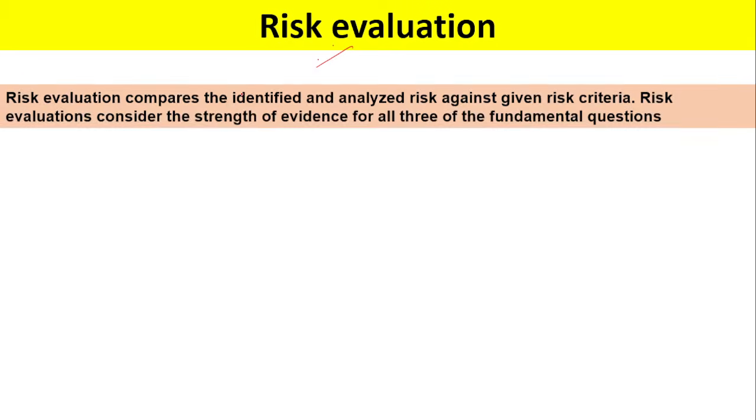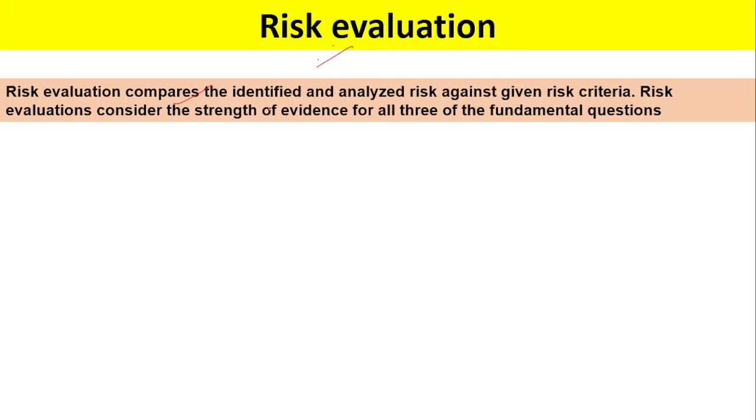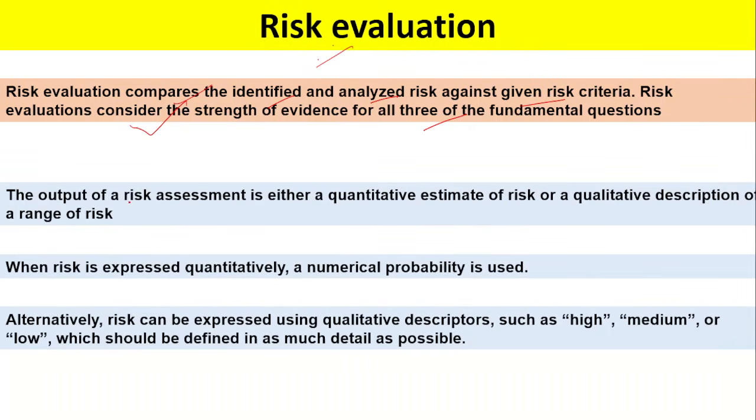Risk evaluation. Risk evaluation compares the identified and analyzed risk against the given risk criteria. Risk evaluations consider the strength of evidence for all three of the fundamental questions. The output of a risk assessment is either a quantitative estimate of the risk or a qualitative description of a range of risk. When risk is expressed quantitatively, a numerical probability is used. Alternatively, risk can be expressed using qualitative descriptors such as high, medium, or low, which should be defined in as much detail as possible.